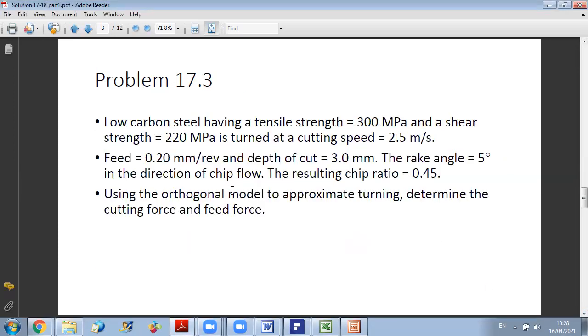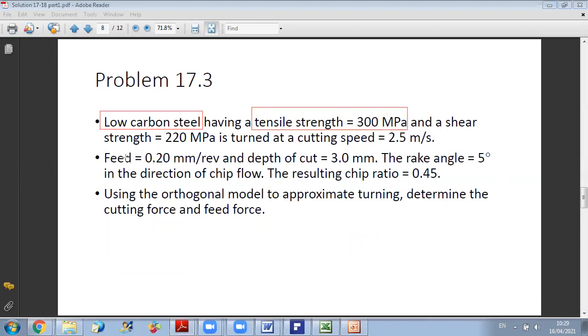Now, another problem: low carbon steel having a tensile strength of 300 megapascal and a shear strength of 220 megapascal is turned at a cutting speed of 2.5 meter per second. So here we have a turning operation. The type of material used is a low carbon steel. The tensile strength is 300 megapascal and the shear strength is 220 megapascal. And the cutting speed in the turning operation is 2.5.